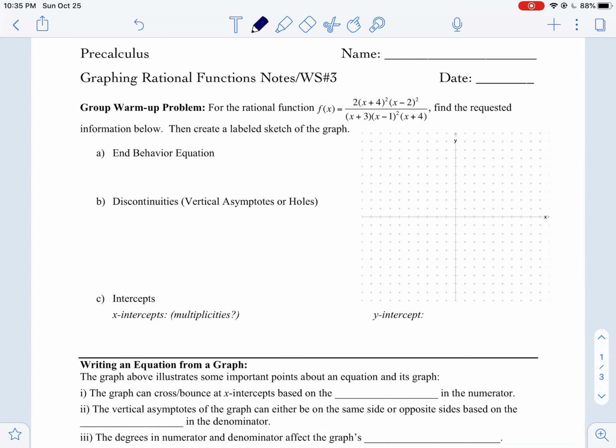Okay, so as you can see, this says Graphing Rational Functions Notes Worksheet number 3. Some of you are actually going to be doing Worksheet 3 before you do Worksheet 2, but such is life of hybrid. Worksheet 3 here is actually working on doing it the other direction. What this is going to do is have us take a look at a graph, and then from the graph, can you write the equation?